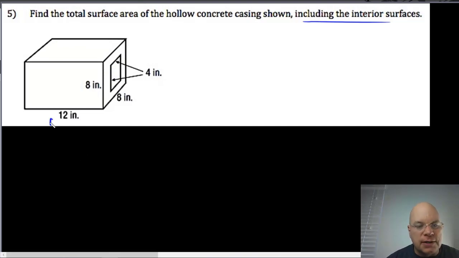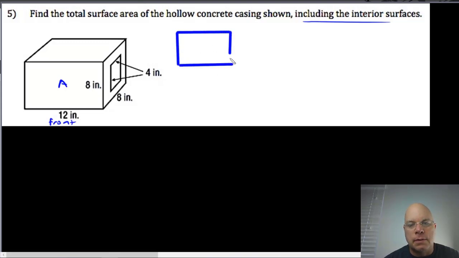If we call this the front, and I call this face A, A is a 12 by 8 inch face. And you see that this is 8 inches and so is this. So face A is repeated all the way around the figure. The top, the bottom, the front, and the back are all this same rectangular face. So you'll know what to do with that.